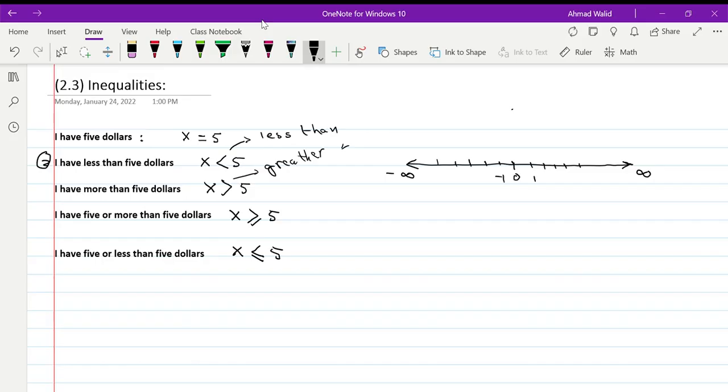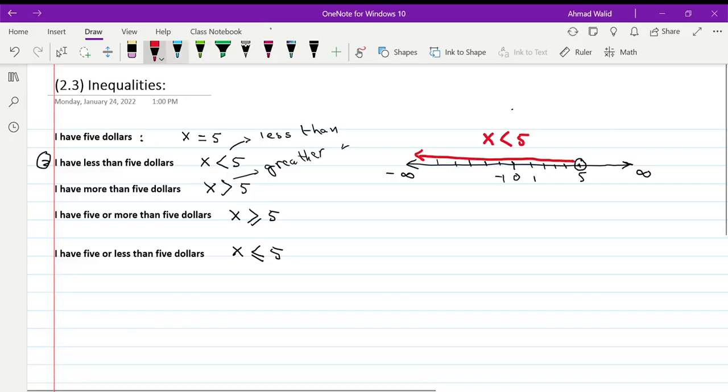I have less than $5. In old books, you mark your 5, correct, with an open circle, and less than 5. Which side is less than 5? Shade that one. You see, I will draw an arrow. Less than 5 is all the way going to here, correct? This is how you show your inequality. X is less than 5. You use an open circle.